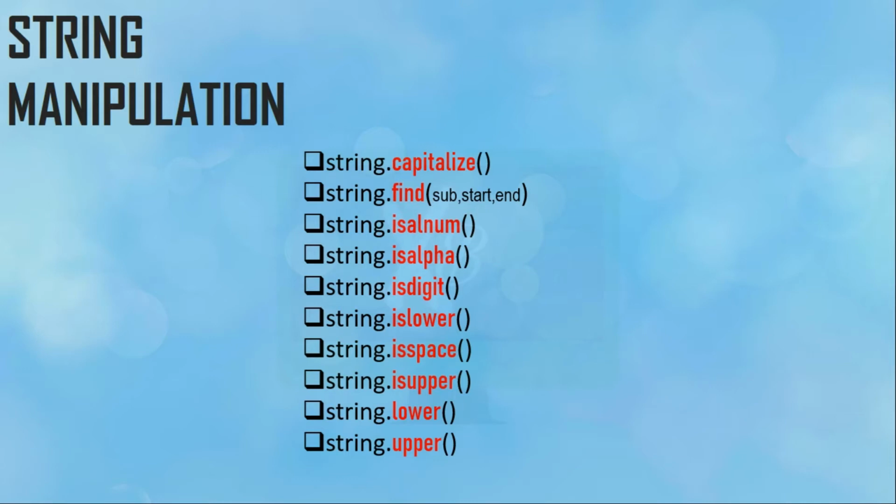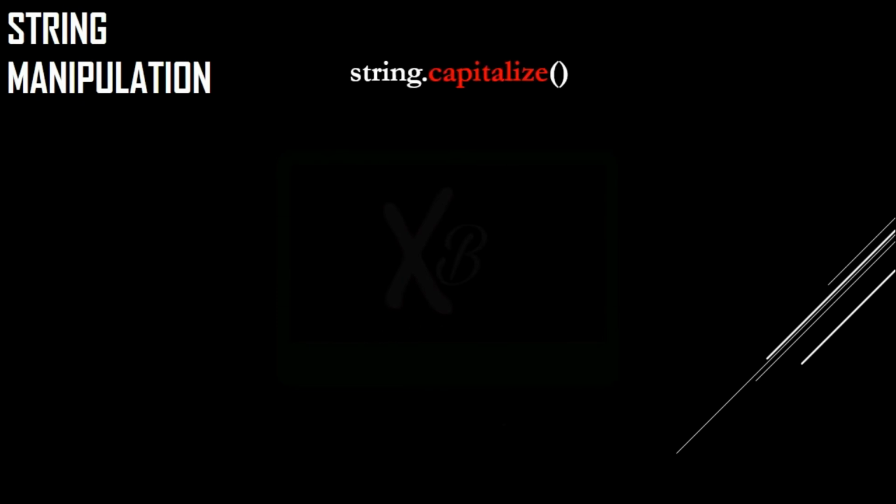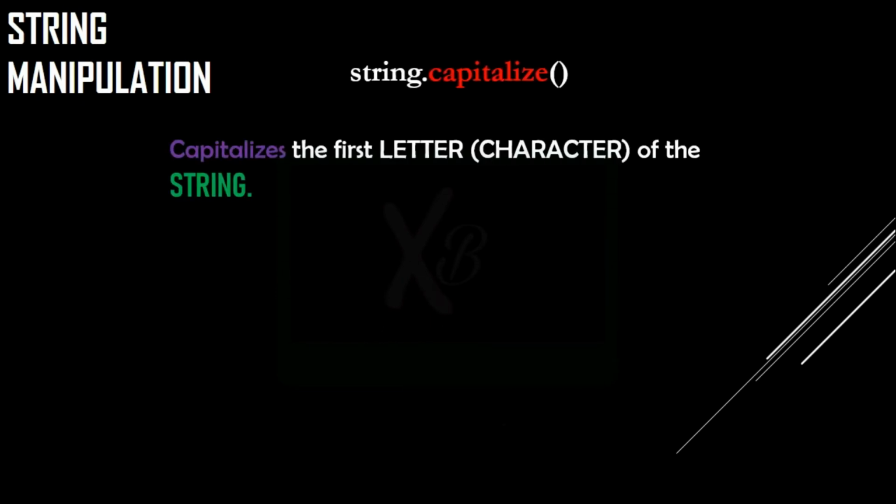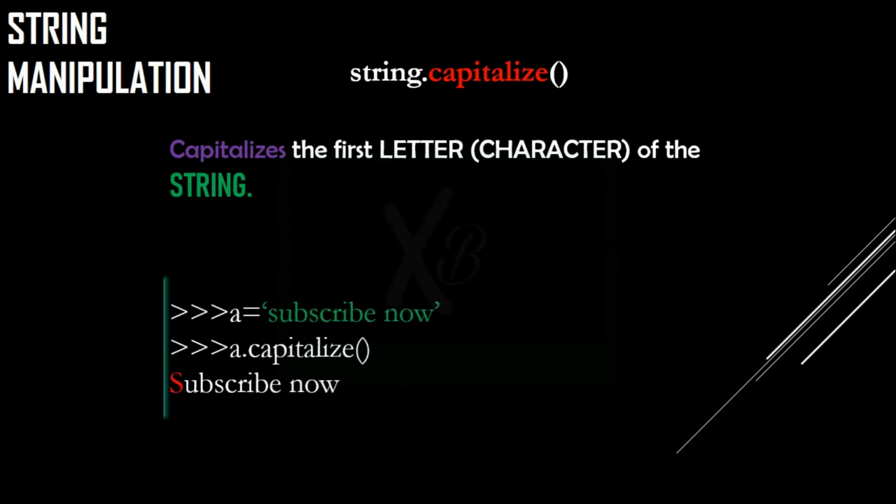Okay, so let's start with the first one, string.capitalize. So what is this function? It capitalizes the first letter or character of the string. For example, I have here a is equal to subscribe now. What I'm going to do is a.capitalize(). You see that instead of the word string, I have written the variable name. So that makes it clear that first comes the variable name, then dot, then any method. We are using capitalize here. So what happened in the whole string? What is the very first character? Small s. It gets capitalized to capital S.